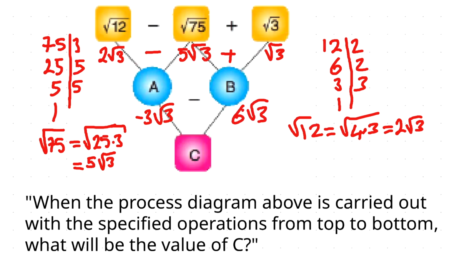Now we will do subtraction: negative 3 root 3 minus 6 root 3. We will take them away. They have the same sign, so if they have the same sign, you add the numbers. 3 plus 6 is 9, and you keep the common sign. So this will become negative 9 root 3 for the value of C.